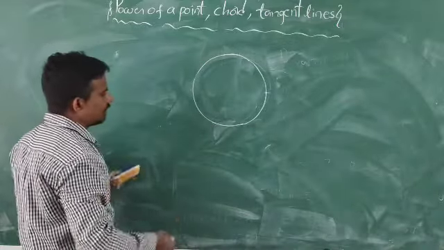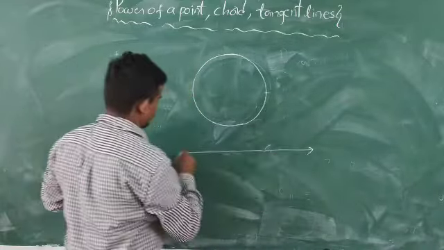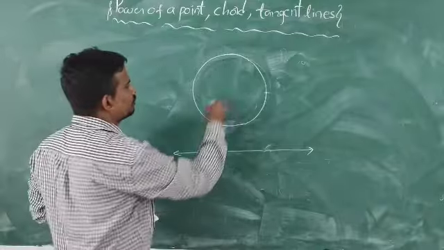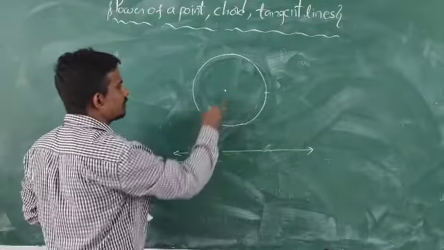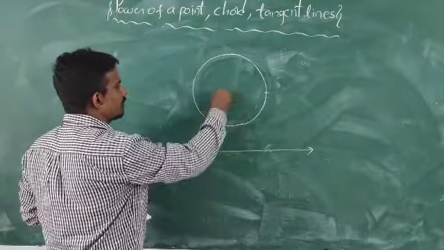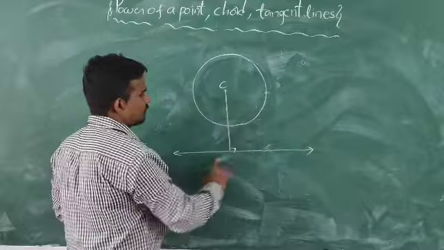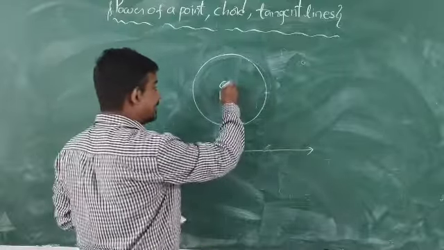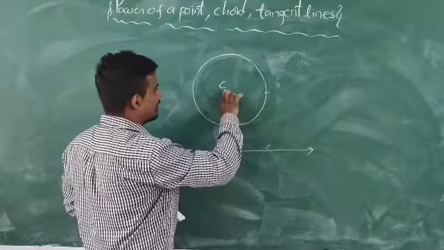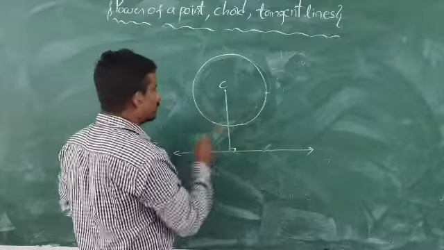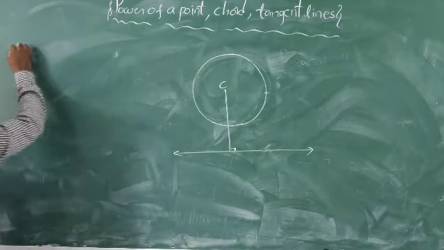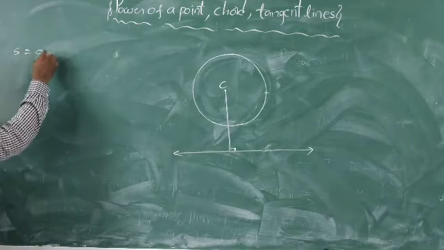So very clear, maybe the line lying like this one. There is no common point of the circle and straight line. And if you find the shortest distance between the center and the straight line, it is greater than the radius. It is greater than the radius.